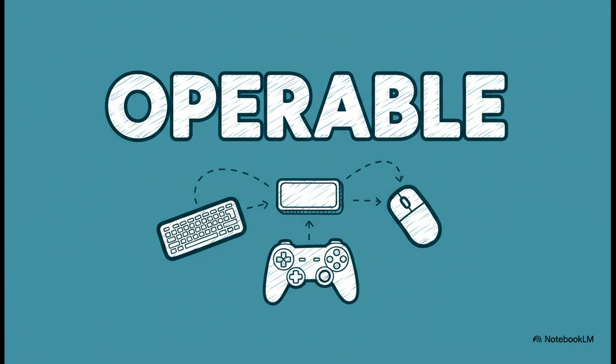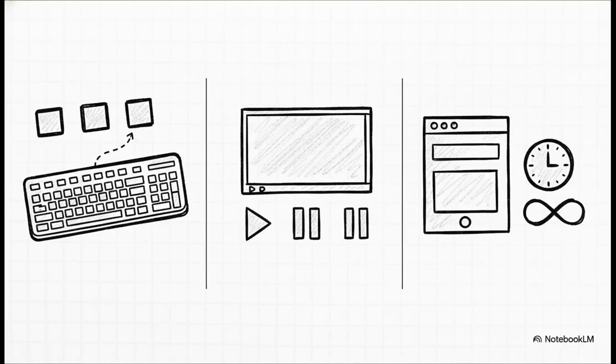Next up, O is for operable. This means people have to actually be able to operate the website. You know, if a site requires a mouse to click on things, what about someone who can only use a keyboard? The whole thing has to be usable by everyone. So in practice, this means making sure you can get to every single button and link just using the tab key on a keyboard. It means your video players need obvious play and pause buttons, and it means not having those really fast timeouts on forms that can be frustrating for anyone who needs a little more time.